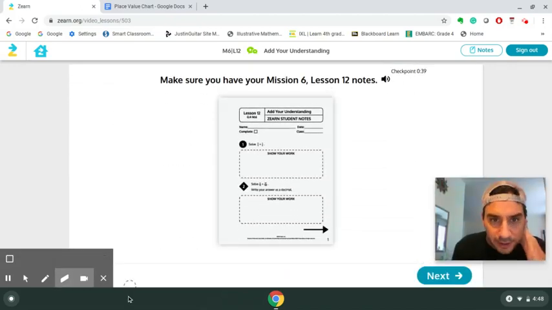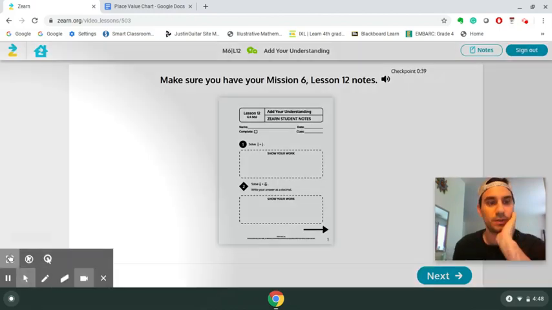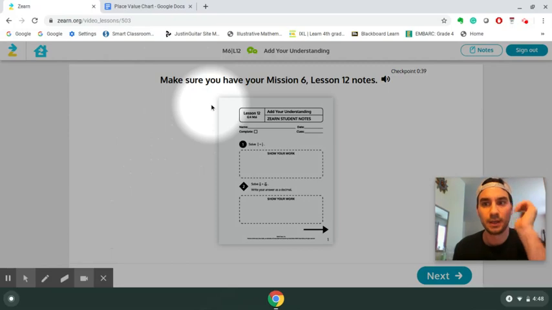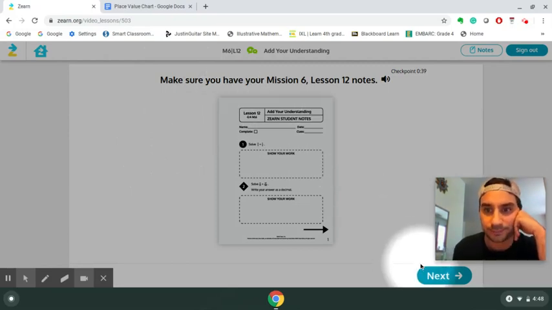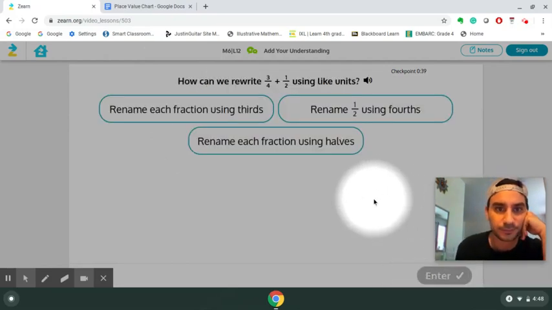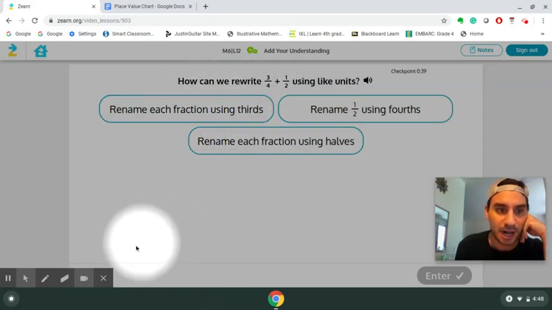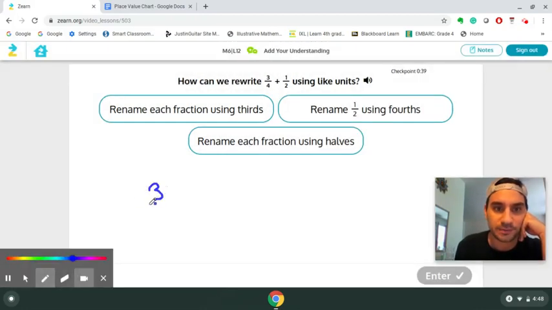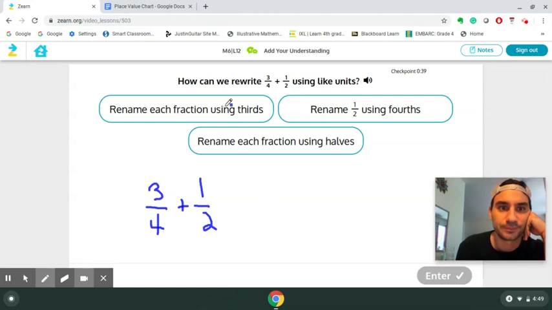All right, my friends, they're using this note page here. Don't worry about this. All I want you to do is have a separate piece of paper or a notebook, some scratch paper, and then we can do our work on that. So let's press next. And here's our question. I want you to write down the problem. 3/4 plus 1/2. All right, how can we rewrite 3/4 plus 1/2 using like units?